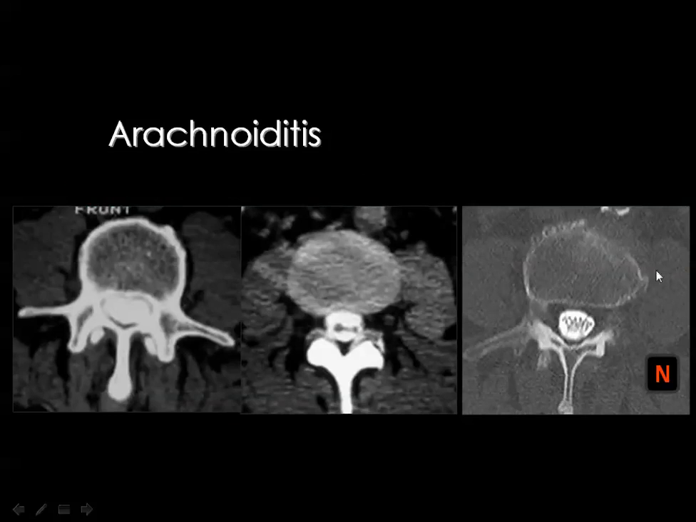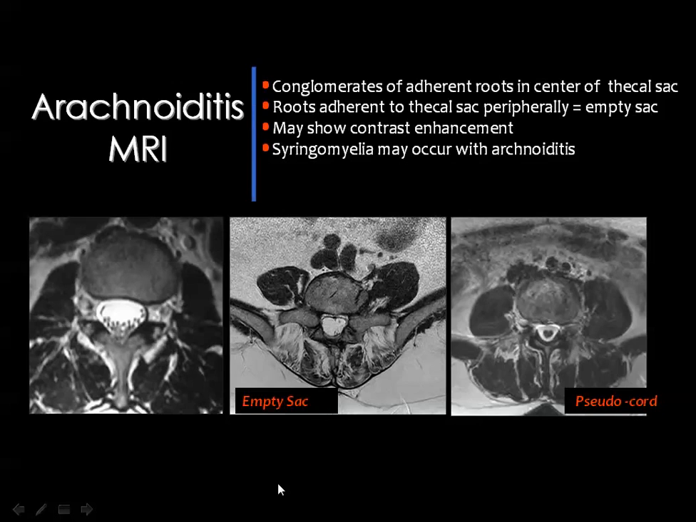Then normally in the CT myelography, you see the thecal sac which is opacified by contrast and multiple dots representing the cauda equina nerve roots. If the cauda equina nerve roots are adherent together, they will form a shadow like this. Or if they are adherent to the inner wall of the thecal sac, you get that the thecal sac looks as if it is empty of the nerve roots. The nerve roots are adherent to the inner wall of the thecal sac and you cannot see them. This is known as pseudocord sign, and this is known as empty thecal sac sign.